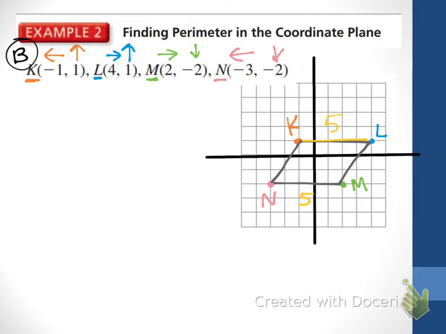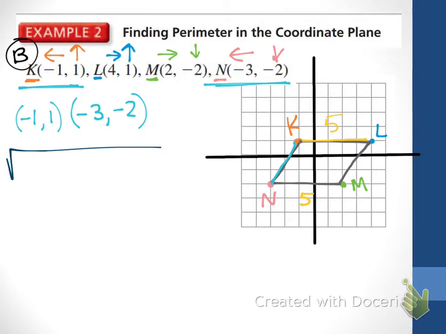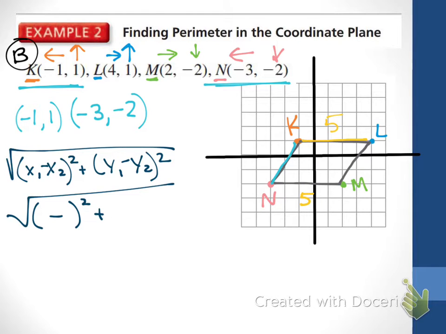So do we want to find KN or LM? Doesn't matter which one. KN sounds good. So here's what you need to make sure. K and N are the points we're using. If you would like to rewrite them so that you don't look at the wrong points, I would recommend that because there's just a lot you have to look through to figure out which points we're going to use. But we'll have x1 minus x2 squared plus y1 minus y2 squared. So what is my first x? It is -1.